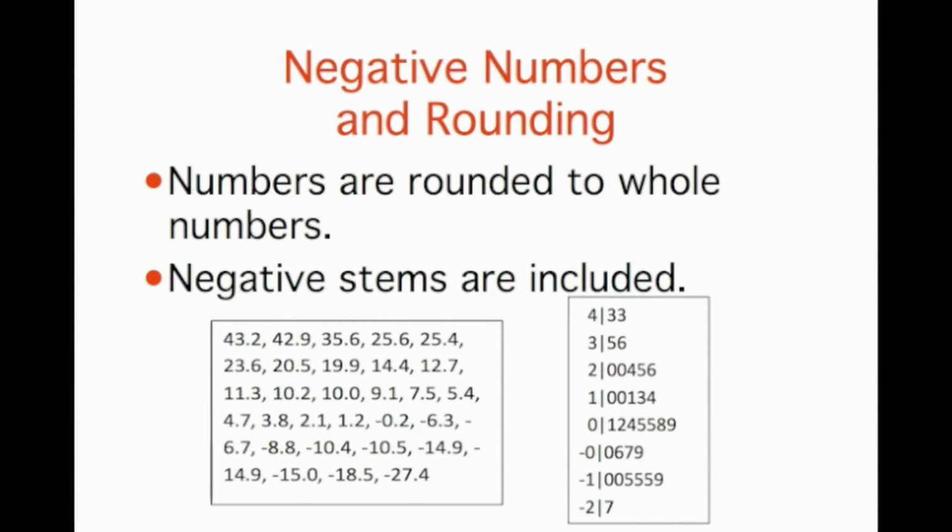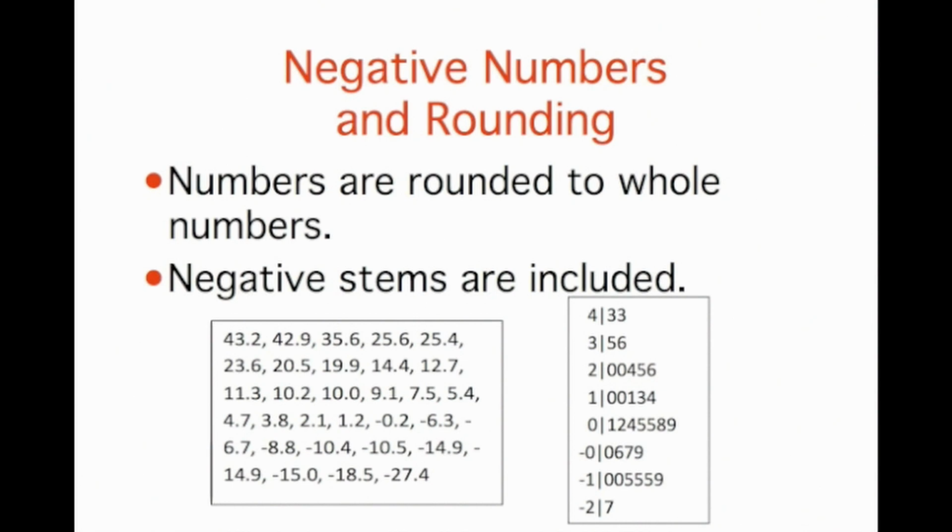To represent negative numbers, we simply use negative stems. For example, the bottom row of the figure represents the number negative 27. The second to last row represents the numbers negative 10, negative 10, negative 15, etc. Observe that the figure contains a row headed by 0 and another headed by negative 0. The stem of 0 is for numbers between 0 and 9, whereas the stem of negative 0 is for numbers between 0 and negative 9.